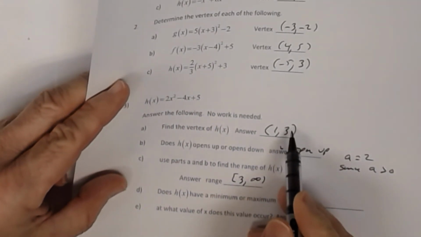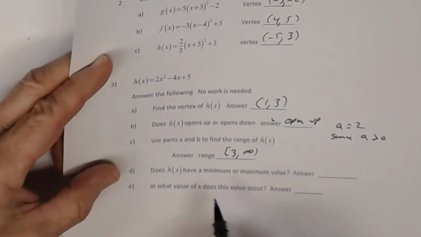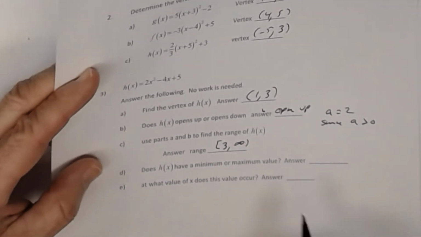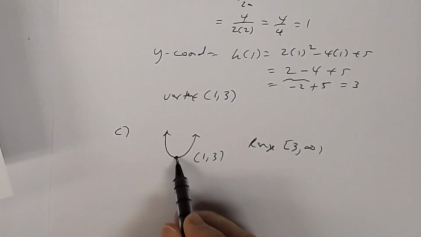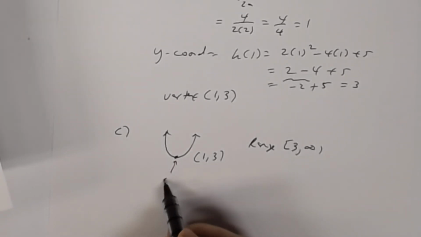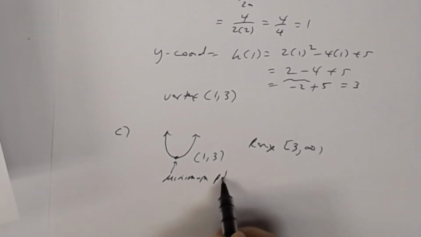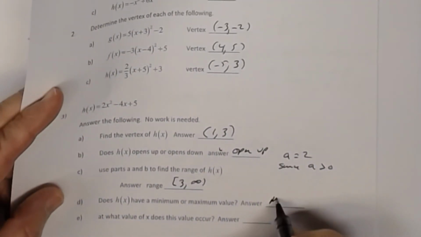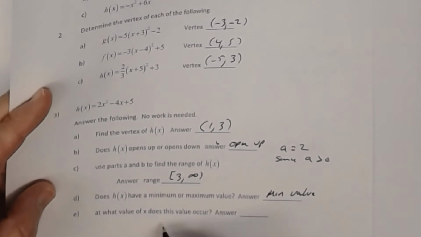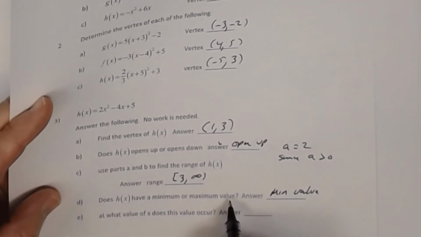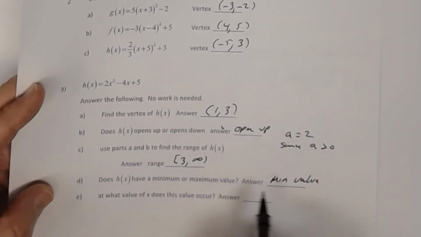So it's always the y coordinate of your vertex that you're going to use for part of your range. Now, does h of x have a maximum or minimum? Well, we just talked about that. So this is a minimum point, right? So it's going to have a minimum value. Now remember, when we talk about the value, if they ask you what that value is, that's the y coordinate.